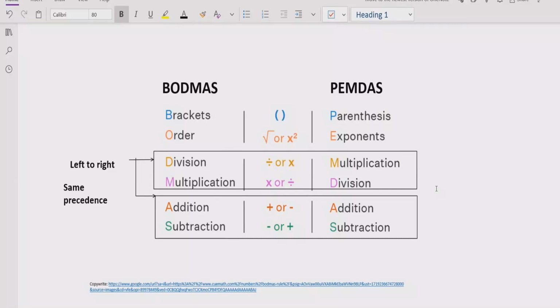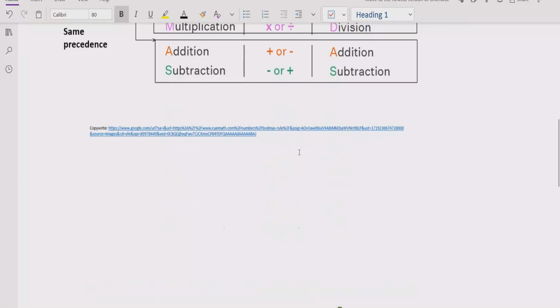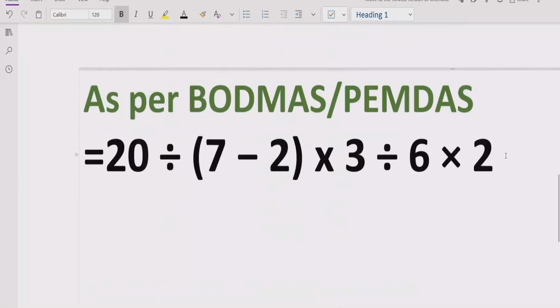So what you have to do, you have to go left to right in your expression and find out division and multiplication. Both have similar precedence, so you can solve any of them which is coming first. Similarly, for addition and subtraction, we have the same rule. We can solve addition first if it is coming first, and we can solve subtraction first if it is coming first. Now move forward to solve the given expression.